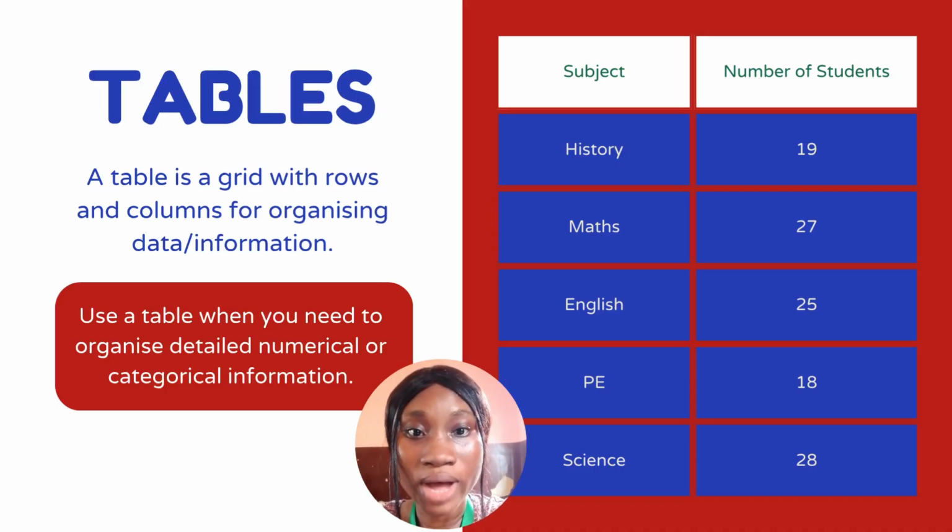Now look at the example I have over here. A table is very useful for comparing information and for organizing your information. In my class, I have a number of students, and out of those students, different students are taking some subjects. So I have a table with two columns, one for subject, the other one for number of students. You can see the subjects have been outlined: history, maths, English, PE, science. And you can see the number of students. That means 19 students are taking history, 27 students are taking maths, 25 students are taking English, 18 students are taking PE, and 28 students are taking science.